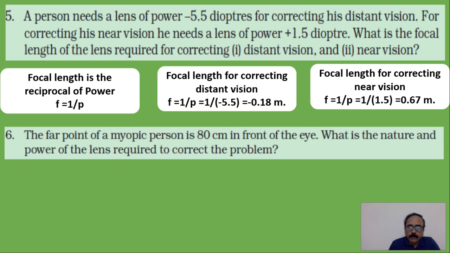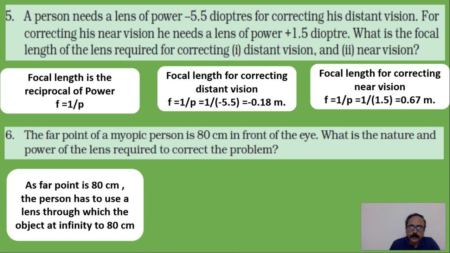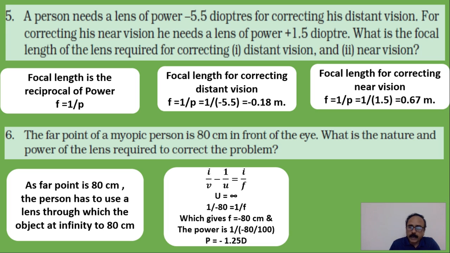Next, the far point of a myopic person is 80 centimeters in front of the eye. What is the nature and the power of lens required to correct the problem? So for any normal eye, the far point is infinity. So we have to make use of a lens which brings the image from infinity to 80 centimeters so that the person can see that image clearly. Now, by applying this lens formula with proper sign convention, u becomes infinity and v, that is the object, is to appear in the form of image at 80 cm for him.